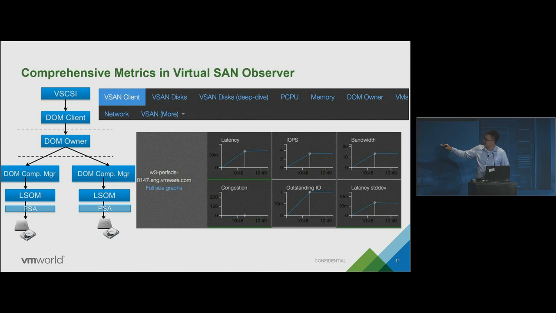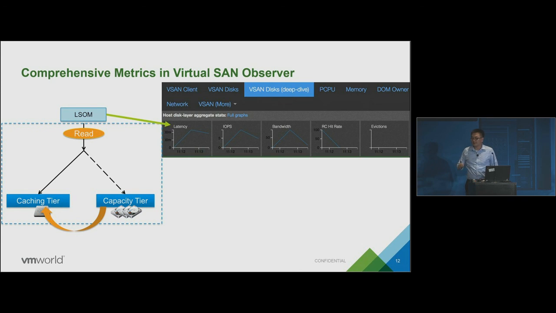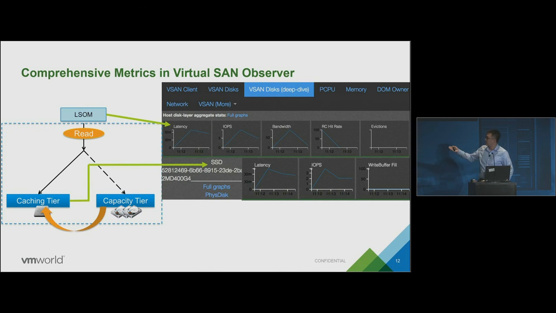Now for the LSOM layer, things get more complicated because it actually implements a two-tier storage architecture. So let's look inside the VSAN disk deep dive. The first thing you will see is the host-level disaggregated stats, including the basic stats like latency, IOPs, and bandwidth. It will also show you storage-related stats like read cache hit rate and the number of evictions. And then you can also find out the performance statistics from the caching tier. It will tell you, again, the latency and IOPs, but it will also tell you the usage of the write buffer. We also call it write buffer fill percentage.